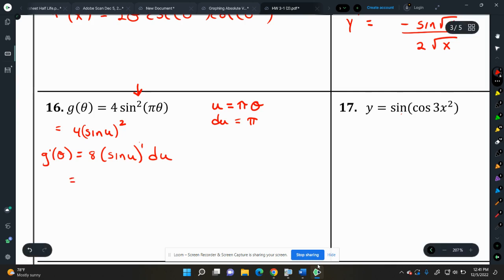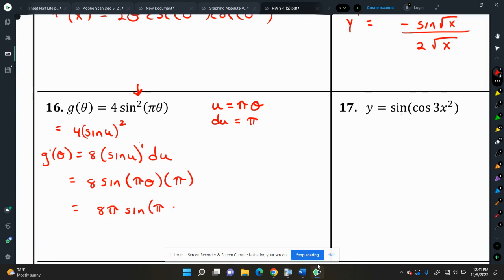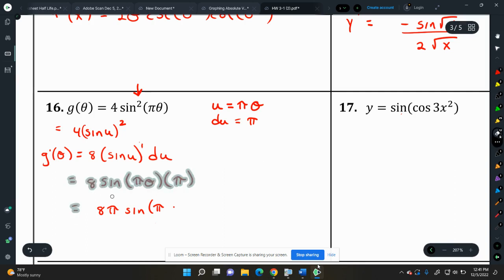So this will equal 8 sine u, and what's du? Pi theta times du, which is pi. So we get 8 pi sine pi. I made a mistake. Isn't it easy without doing the u substitution? Hold on. This is wrong. I didn't use the u. I'm sorry. I made a mistake. What did I not do?